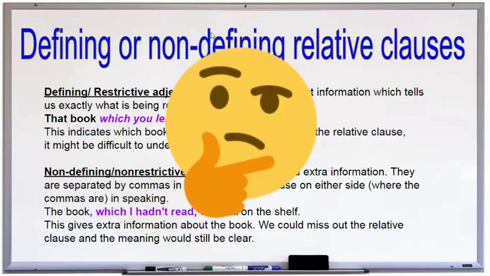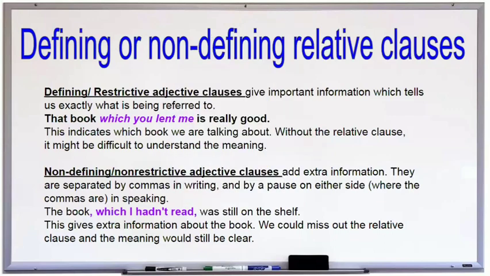So, a restrictive adjective clause gives essential information about the noun it modifies. That is, the information is necessary for the reader or for the listener to identify the noun. Without this information, the reader or the listener doesn't know which noun of all the possible nouns in a group the writer or the speaker is referring to.